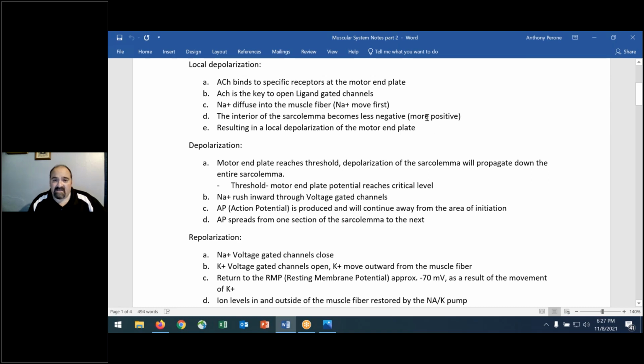And so you'll see here that I mentioned the leak channels. I mentioned the ligand-gated channels, and I also mentioned the voltage-gated channels. So there are different types of channels, and they have specific receptors for specific ions, okay? But the key is remembering there's a local depolarization, then we have depolarization of the sarcolemma, that's the plasma membrane of the skeletal muscle, then we have a repolarization, a return to the resting membrane potential.